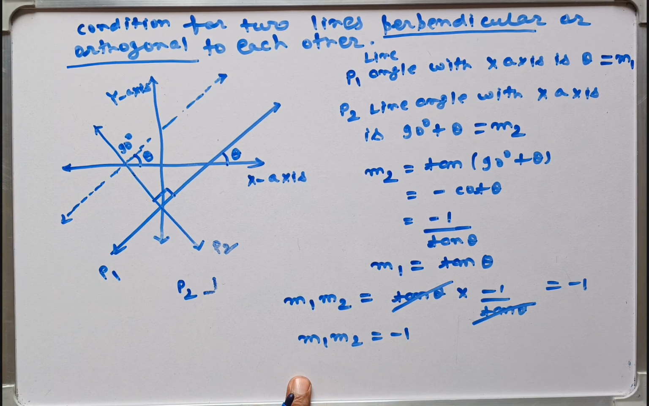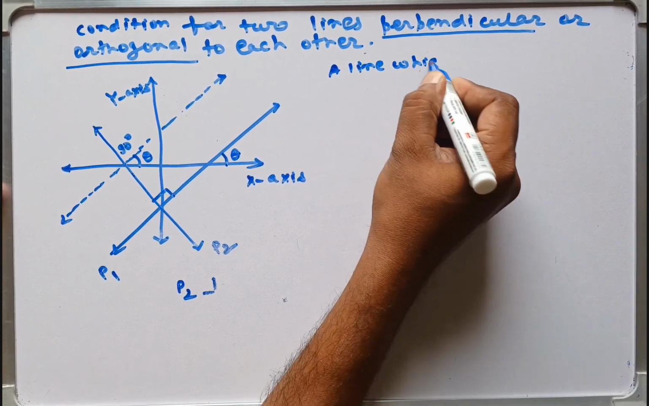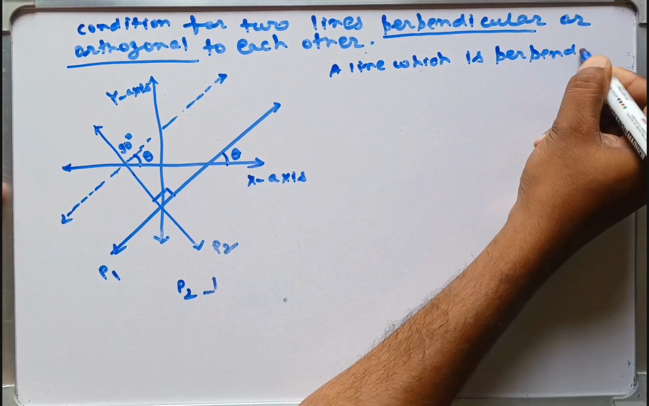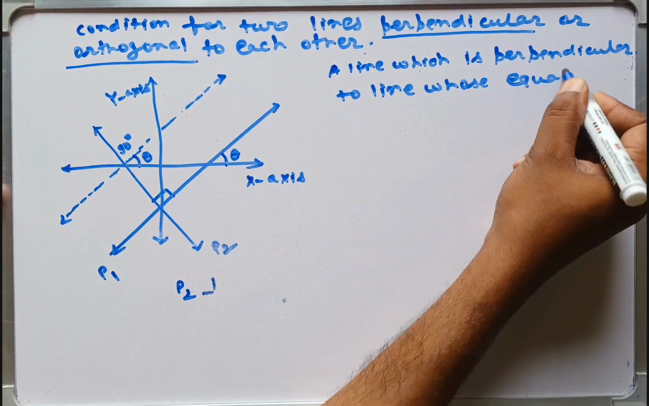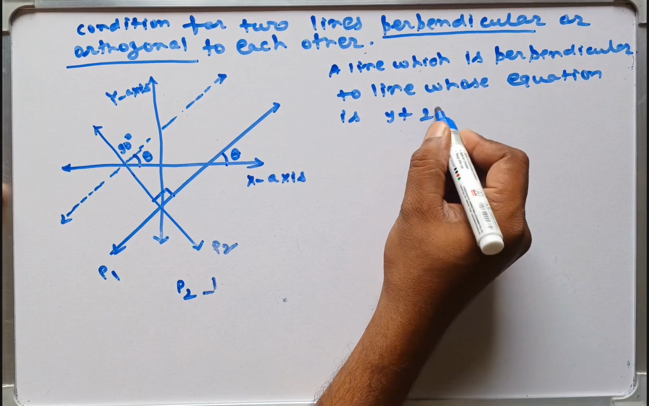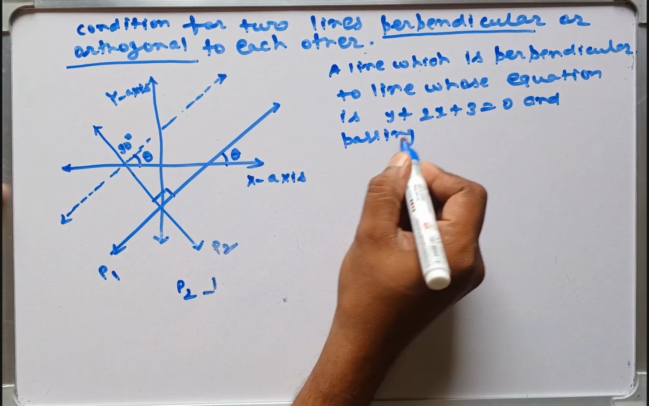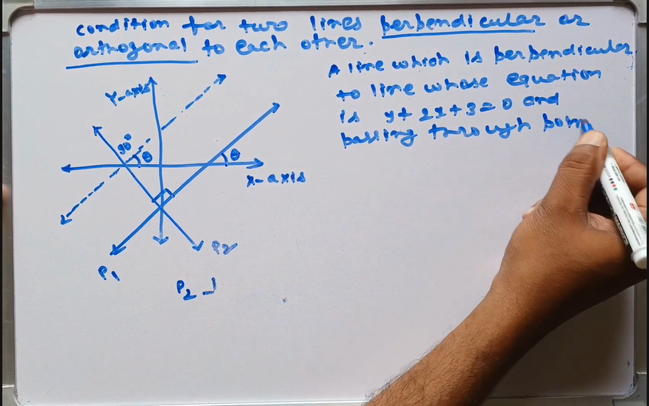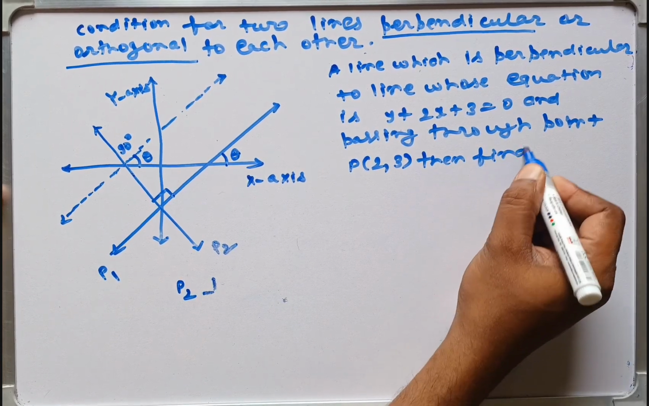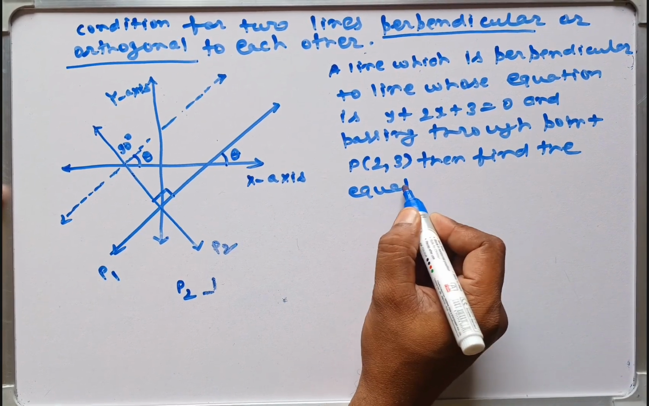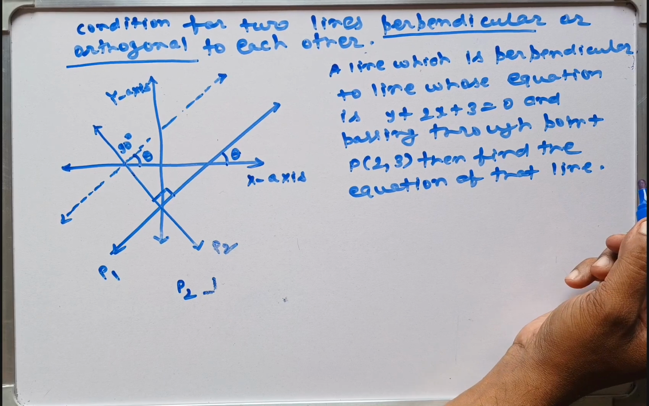Now see an example for this one. Suppose a line which is perpendicular to the line whose equation is y plus 2x plus 3 equal to 0, and passing through the point say P(2, 3), then find the equation of that line. Here that line means the perpendicular line.